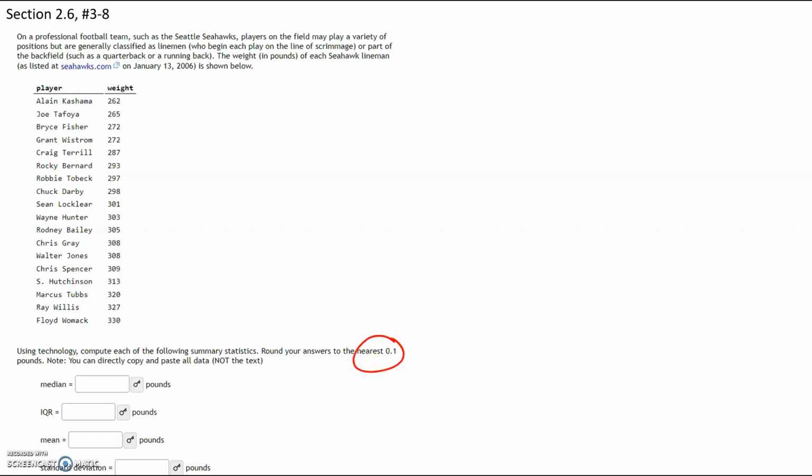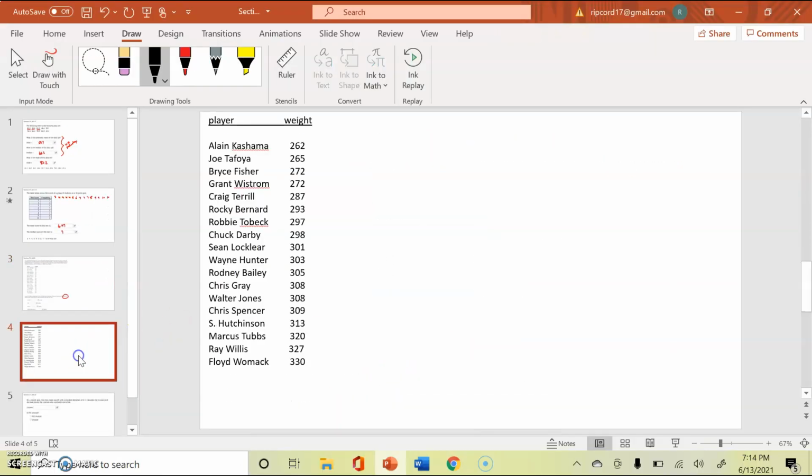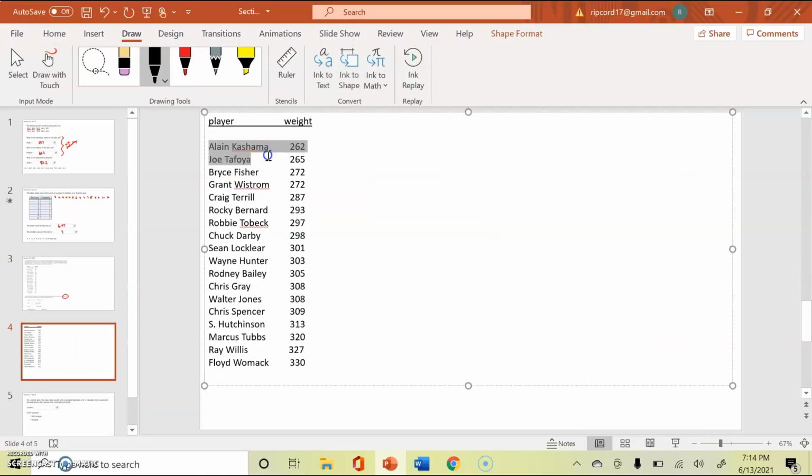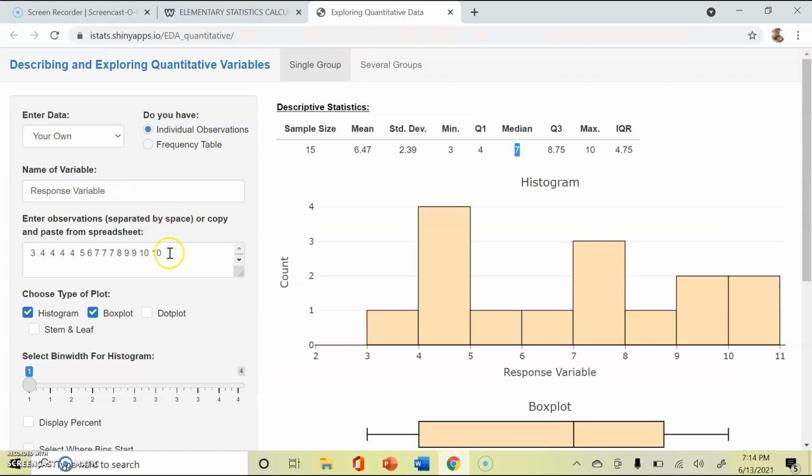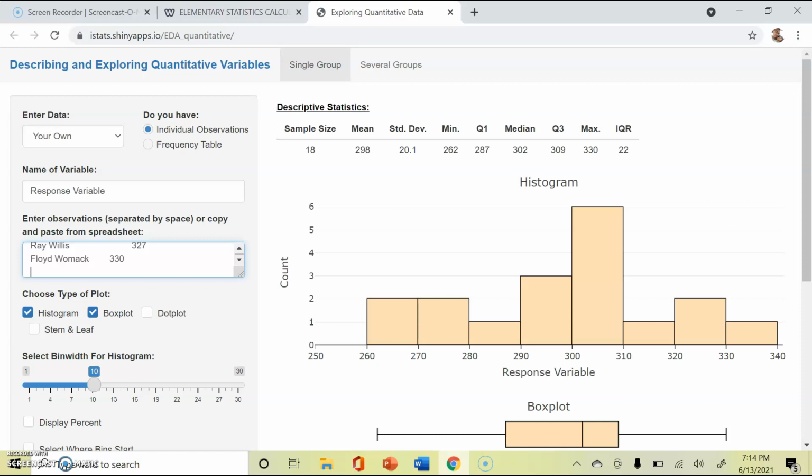So the first thing we have to do is copy this data. Depending on what kind of calculator you're using, sometimes you can copy the data even with the words and it'll still work. So I'm going to copy the data, and the calculator used here can accept words also, and it'll just take the numbers. So I'm going to paste it. And I can see that my mean is 298, my standard deviation is 20.1, my median is 302, and my IQR is 22.